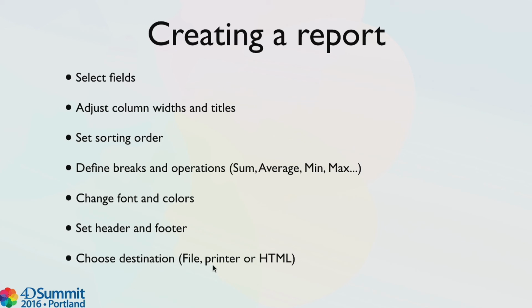So essentially, this is the workflow. When you create a new report, you select the fields, then you adjust the column width and title, then you define the sorting order and define the different breaks and operations. Then you change fonts and colors, set the header and the footer, and then choose the destination. And that's what your end users do when they use the quick report.